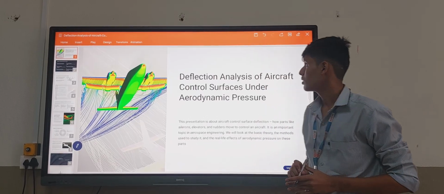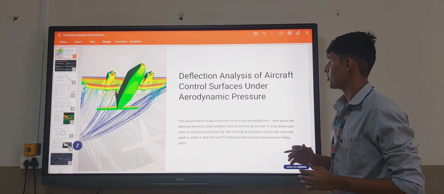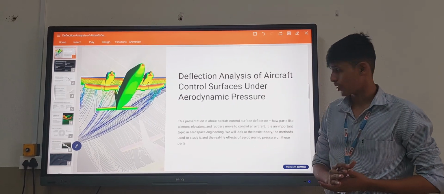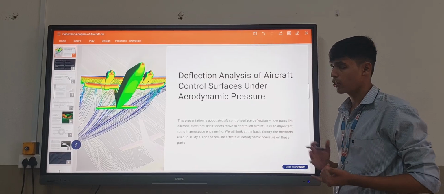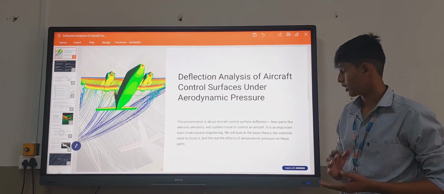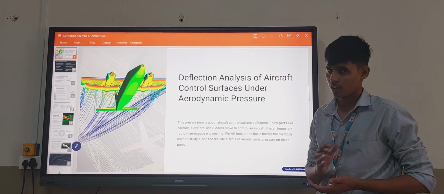Now we are talking about the deflection analysis of the aircraft control surfaces under the aerodynamic pressure. This presentation is about aircraft control surfaces deflection: how parts like ailerons, elevators and rudder move to control an aircraft. It is an important topic in aerospace engineering and aeronautical engineering.